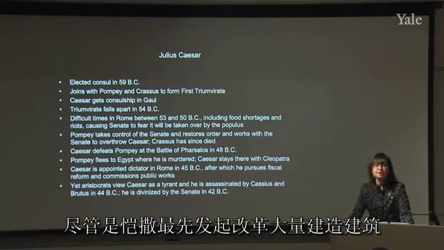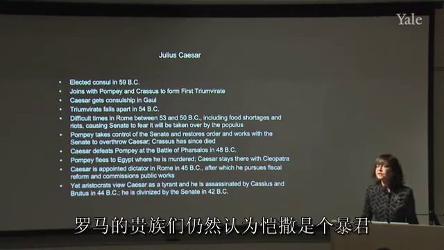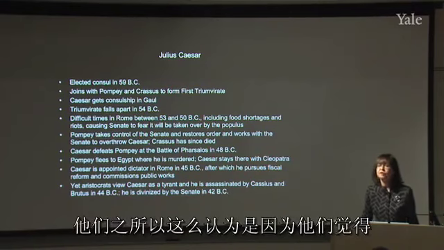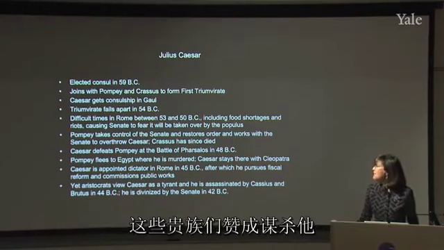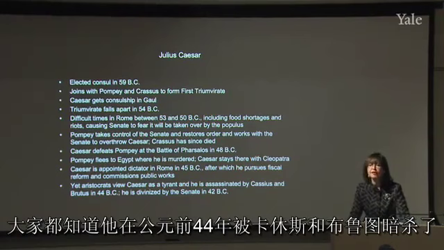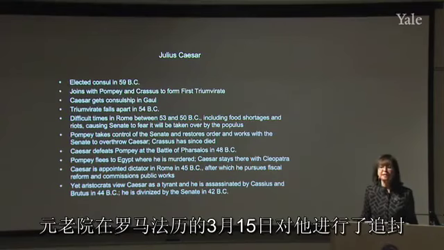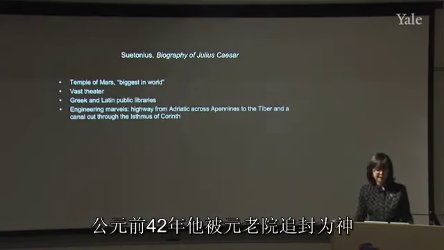Despite the fact that he initiated those reforms and built buildings and built up the city in interesting ways, the aristocrats in Rome considered Caesar a tyrant. They considered him a tyrant because they felt that the influence of Cleopatra had rubbed off too much on him and his ambitions were too monarchical. And the aristocrats encouraged his murder, and he was assassinated, as all of you know, by Cassius and Brutus in the year 44 BC on the Ides of March, and he was divinized by the Senate. He was made a god by the Senate in the year 42 BC.